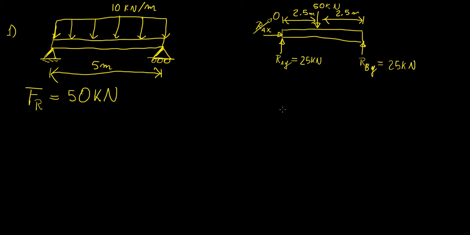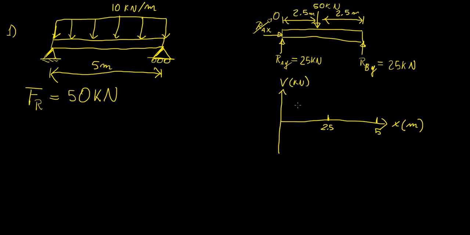Now the next thing we want to do is draw the shear force and bending moment diagram. So the shear force diagram is going to look like this. That's going to be in kilonewtons, and then the distance x in meters. So we're going to have the force acting over here, so that's going to be at 2.5 meters, and then at 5 we should see the diagram coming back to 0.